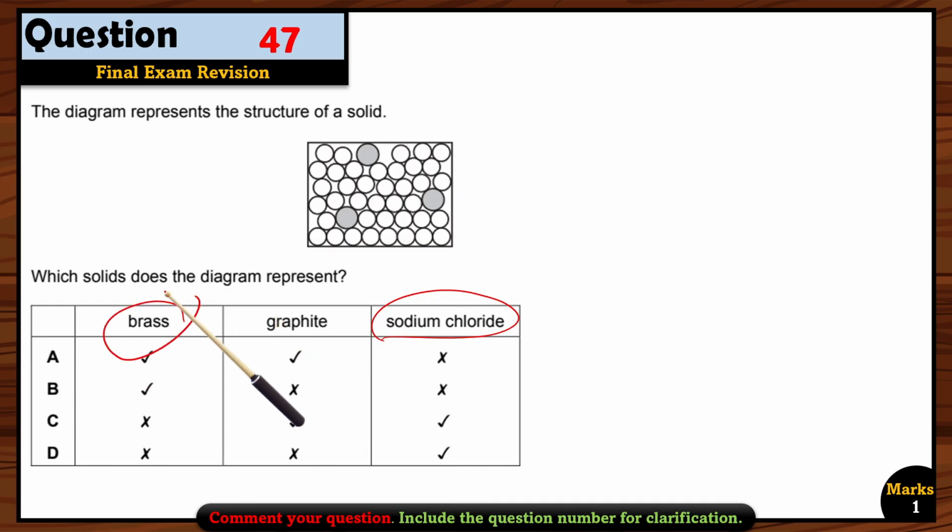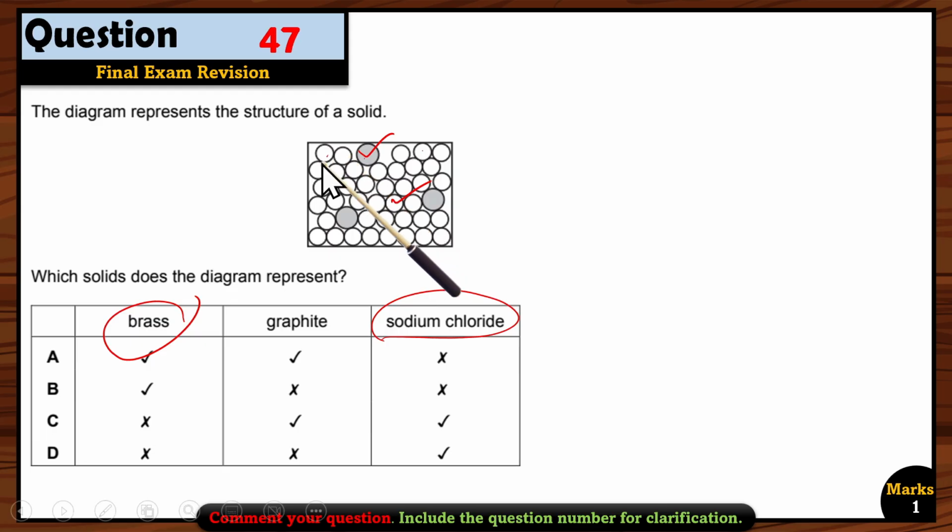Brass is an alloy. It's a mixture of two or more metals, right? So brass is actually made up of zinc and copper. So can you see here that we have two different types of atoms? So it means the correct option is brass. Why not graphite? Because graphite is only made up of carbon atoms, so all the atoms should be the same. But here we can see two different types of atoms, one in white color and the other one in gray color. So it means it is actually a mixture.